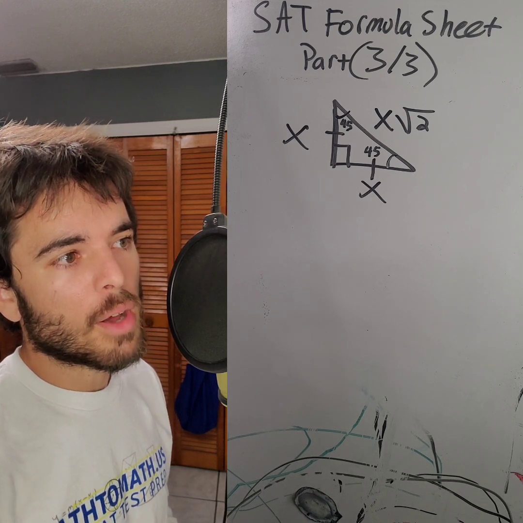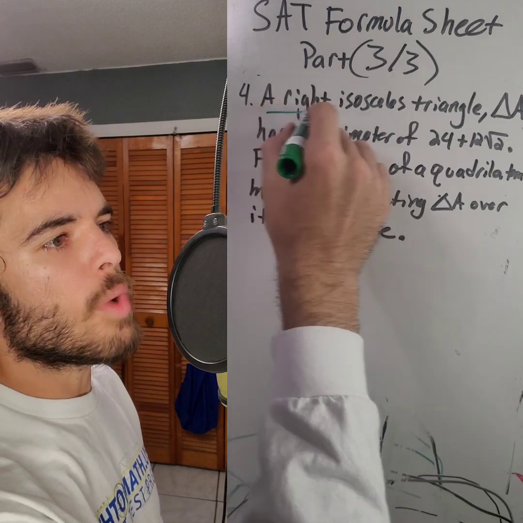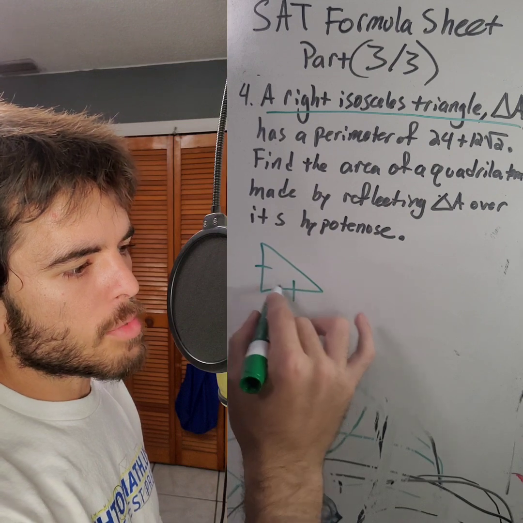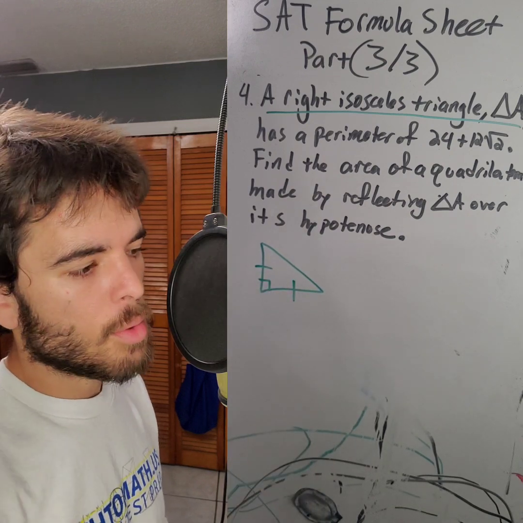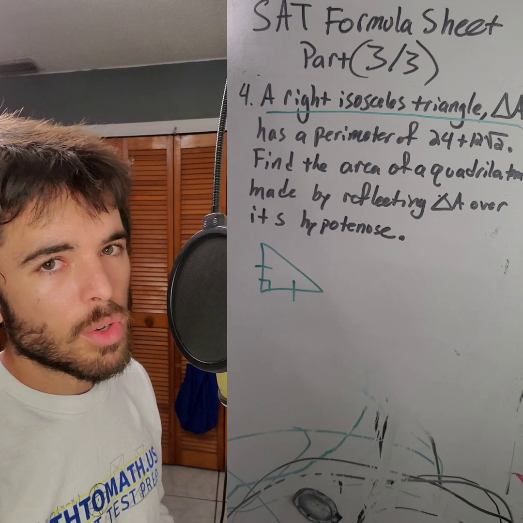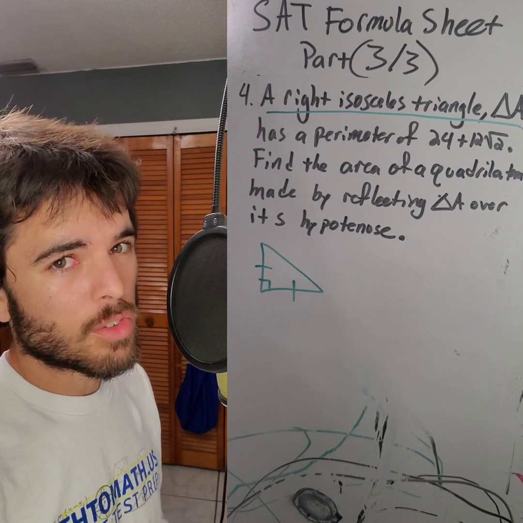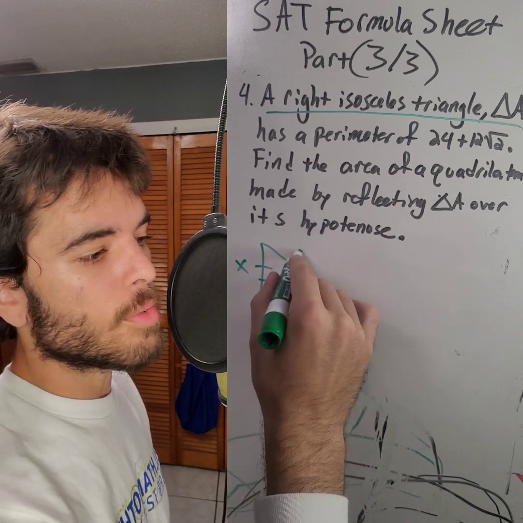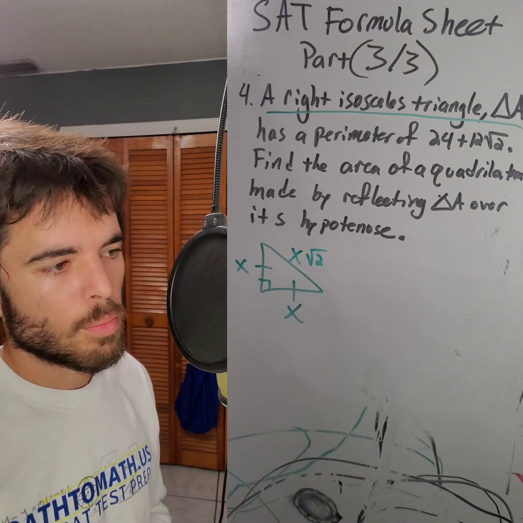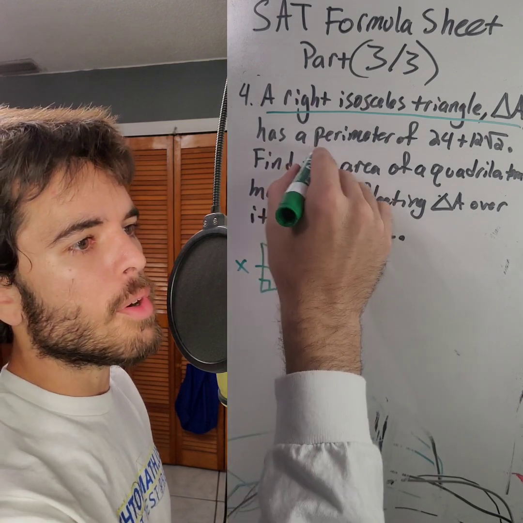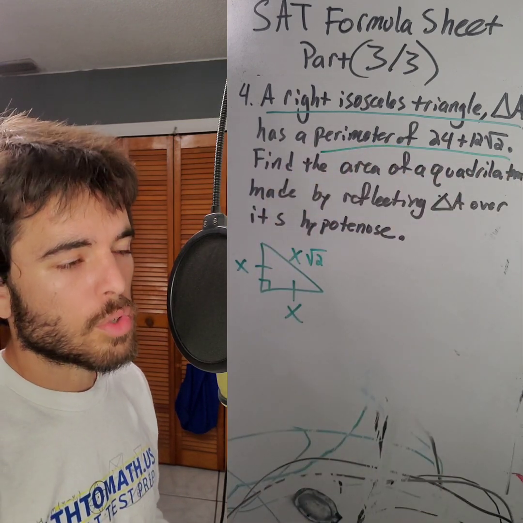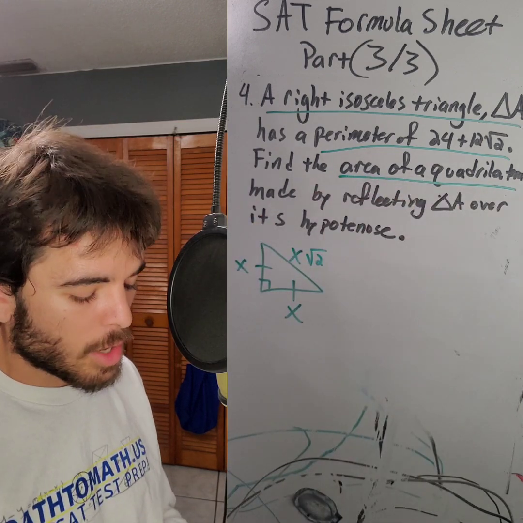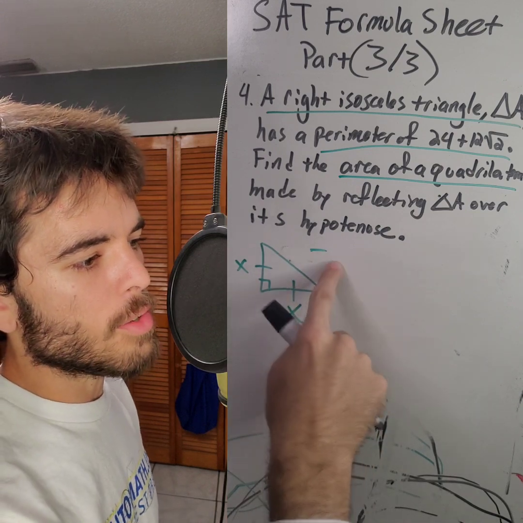So let's do a practice problem about the 45-45 triangle. We're talking about a right isosceles triangle. So what does that look like? Well, we have two same sides. That's the word isosceles. We have a right triangle. And so quickly, hopefully, you could determine that this is actually a 45-45 triangle. They didn't actually tell you that, but you're supposed to conclude that yourself. That means the hypotenuse is x square root of 2. Now, furthermore, they gave us a perimeter, 24 plus 12 square root of 2. And they want us to find the area of a quadrilateral made by reflecting this triangle over its hypotenuse.